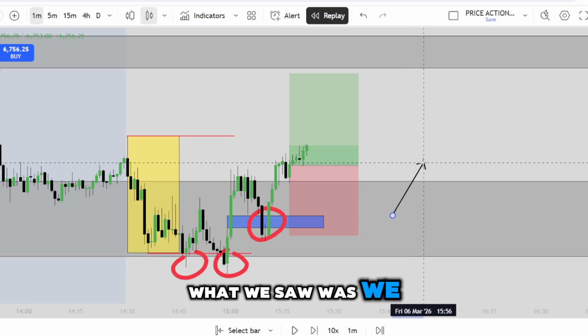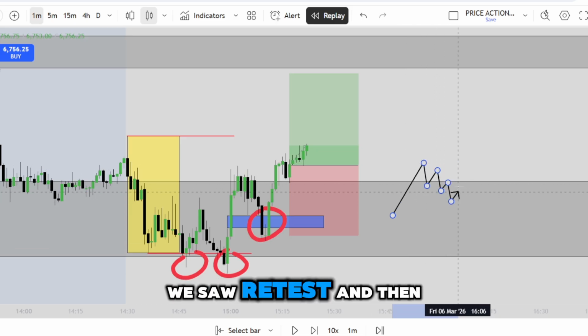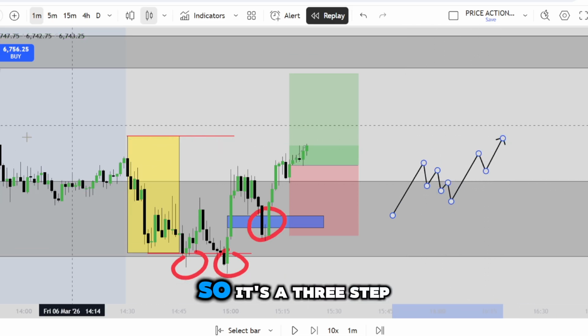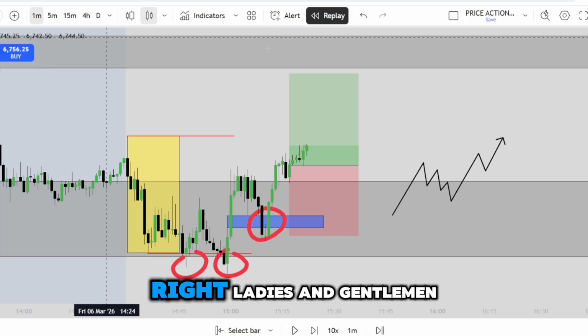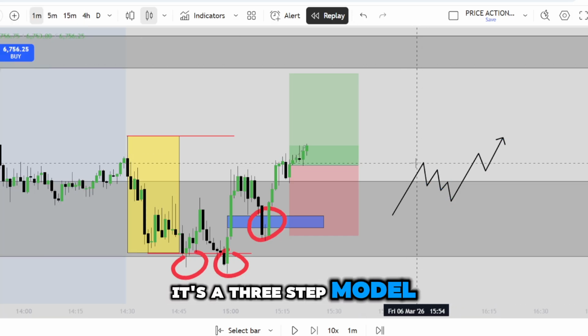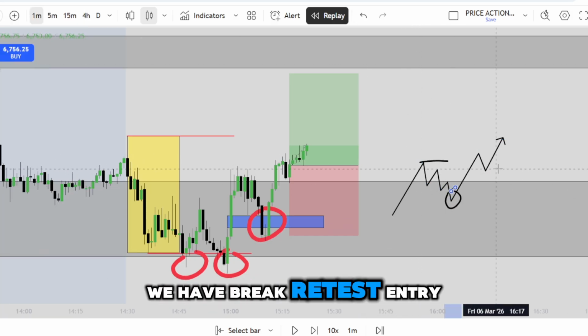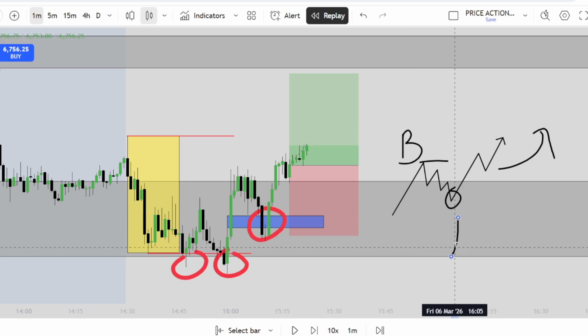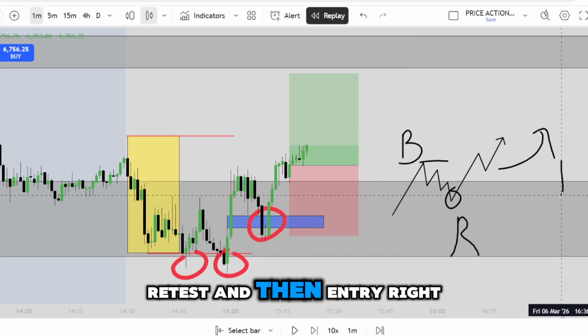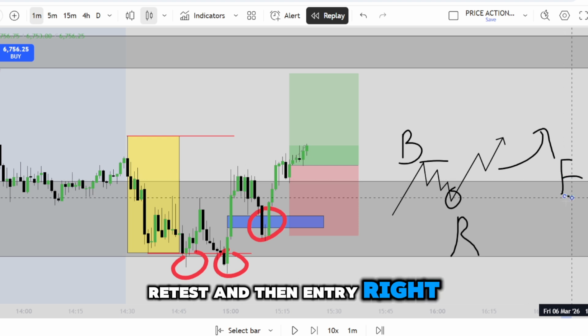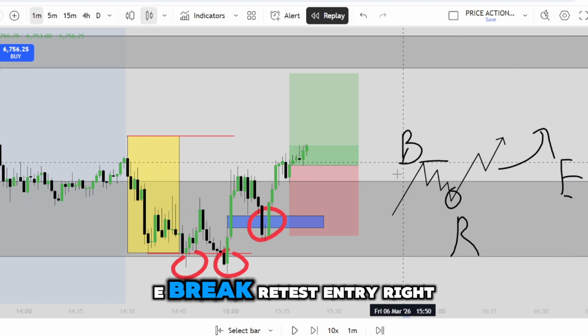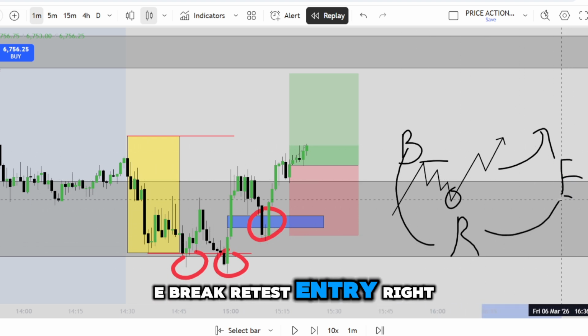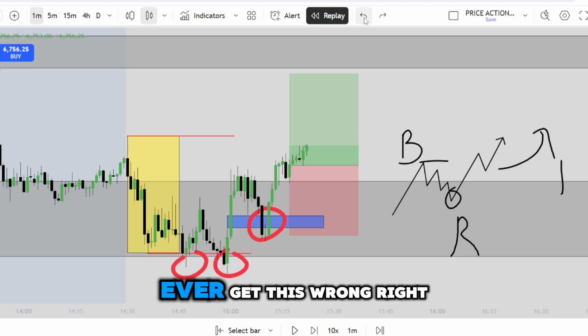What we saw was we saw break, we saw retest, and then we went long. So it's a 3-step model, right? Ladies and gentlemen, it's a 3-step model. We have break, retest, entry. BRE: break, retest, entry, right? Never, ever, ever get this wrong, right?